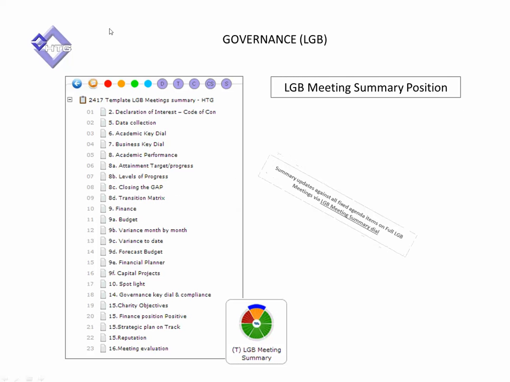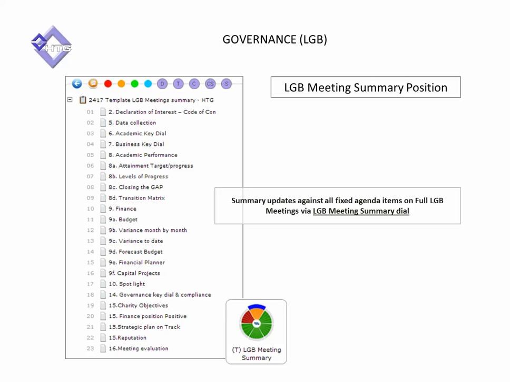Meeting summary: because we've got standard items on the agenda, we can provide updates within this key dial on a regular basis. So we have a full inventory of, for example, the governing body's comments of level of progress. This will in itself form a progression over time of the statements and what we're doing to monitor, to police, to support and to challenge that individual item.